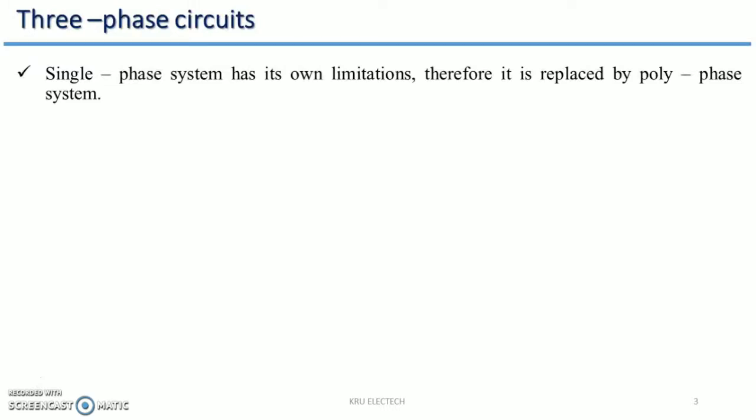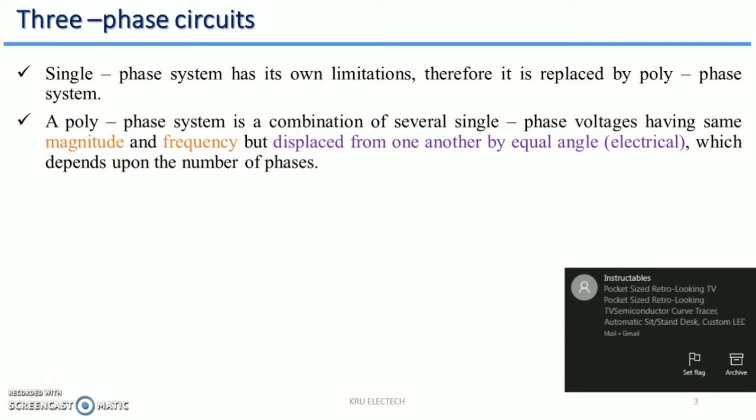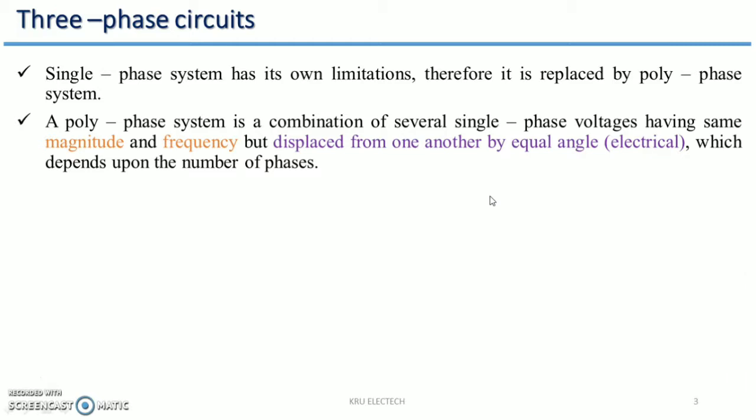A single-phase system has its own limitation, therefore it's replaced by the polyphase system. A polyphase system is a combination of several single-phase voltages having the same magnitude and frequency but displaced from one another by an equal angle, which depends upon the number of phases. So there are three phases in the three-phase circuit and each phase is 120 degrees apart.